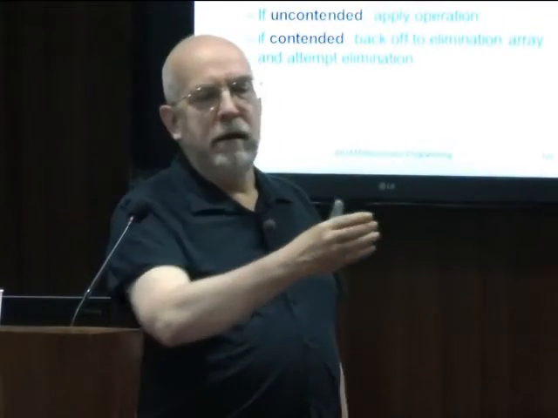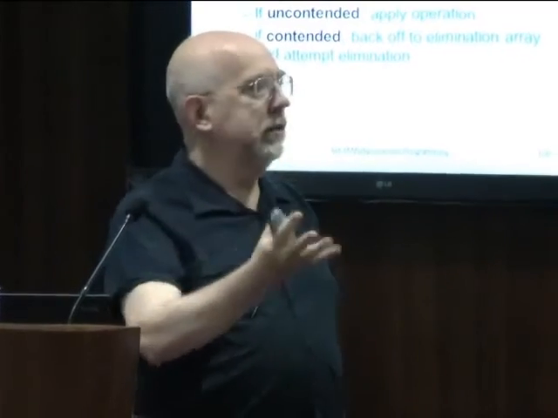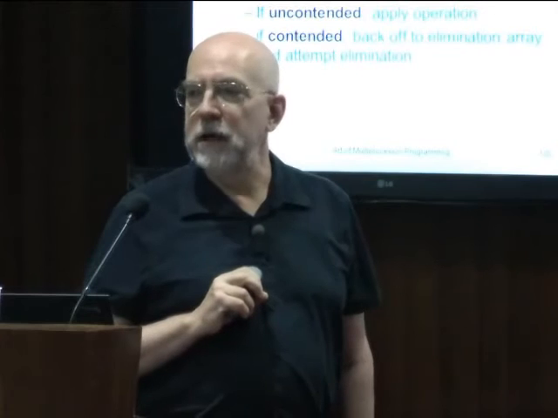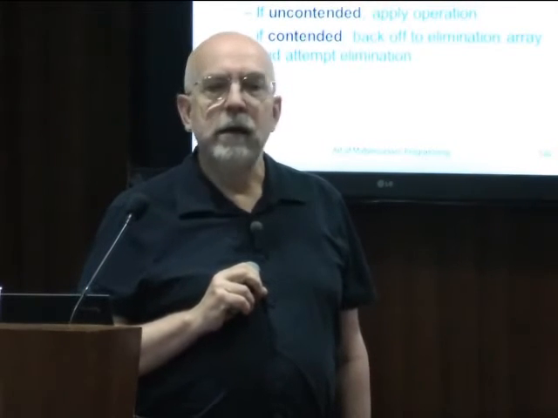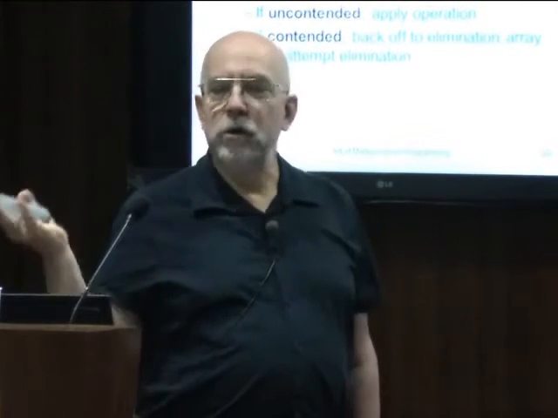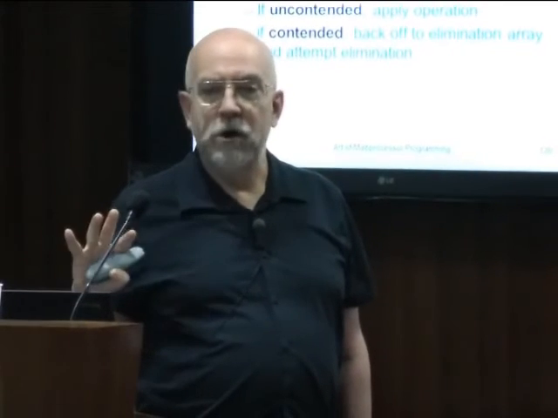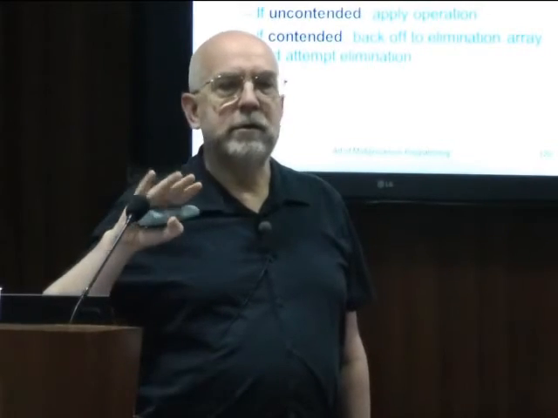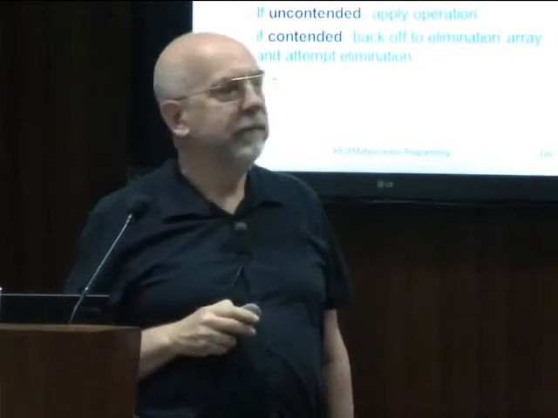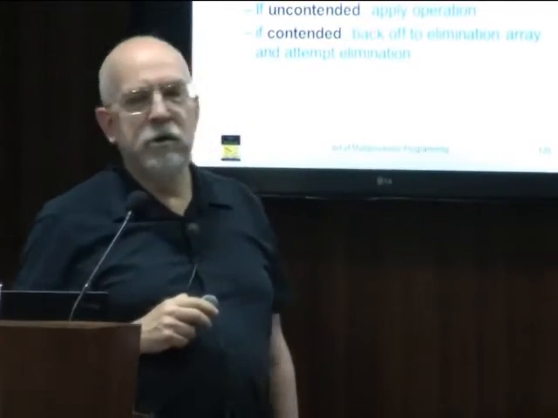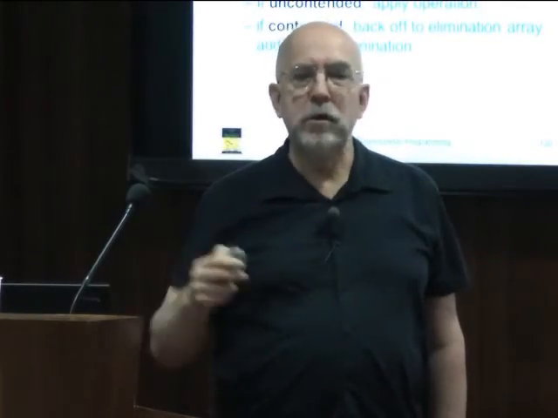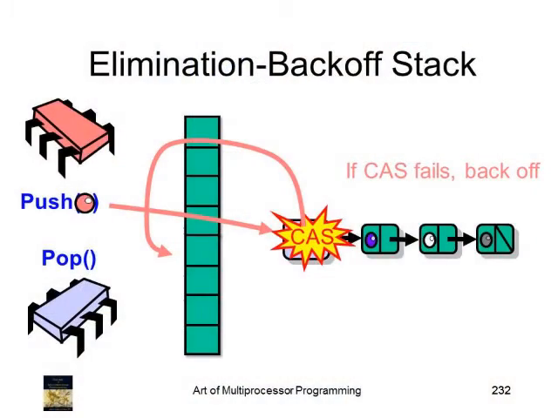while you're waiting, go to the elimination array. Pick a random slot and try to have a rendezvous with someone else. And you're no worse off than you would have been doing the back off, because you wouldn't have been doing anything else anyway. And so this gives you a chance to short circuit all the synchronization. And it has the property that the higher the contention, the higher the probability you'll meet someone. So in this case, we turn the contention into concurrency.